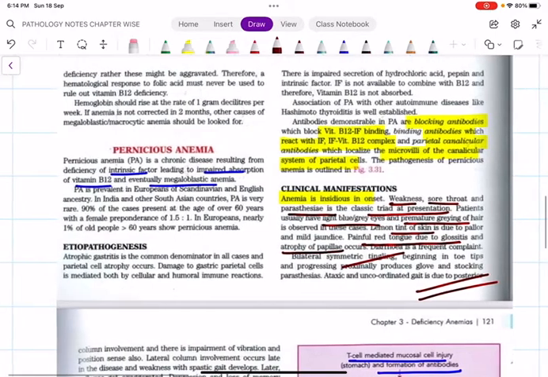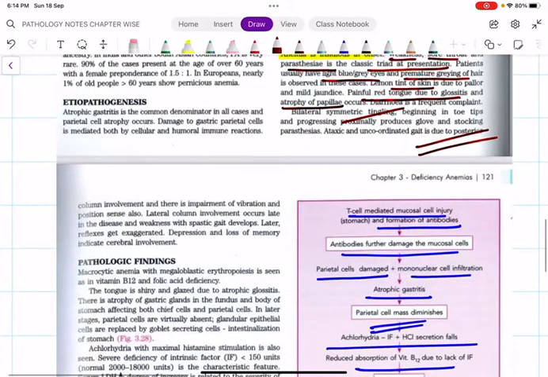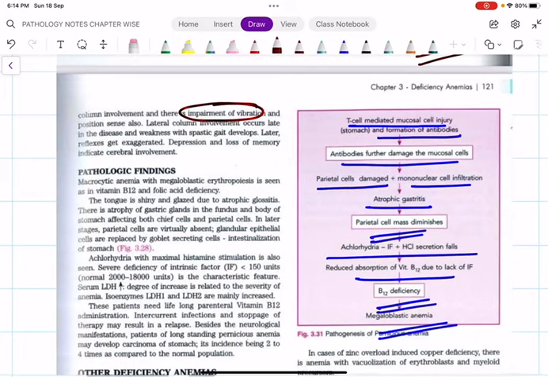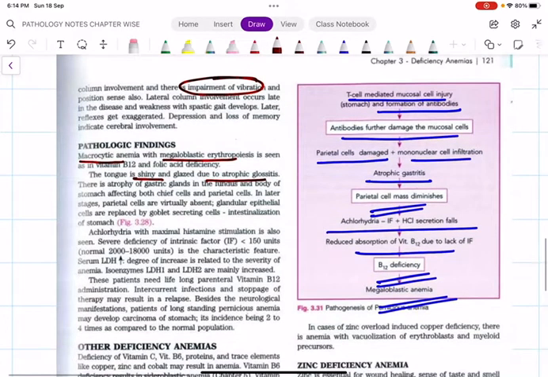The patient may have ataxia and uncoordinated gait, because of the most common involvement of the posterior column pathway. The pathological finding is a type of macrocytic anemia with megaloblastic erythropoiesis. The tongue is shiny and glazed due to atrophic glossitis. Achlorhydria is also seen, because the parietal cells are affected, so HCl production is also affected.